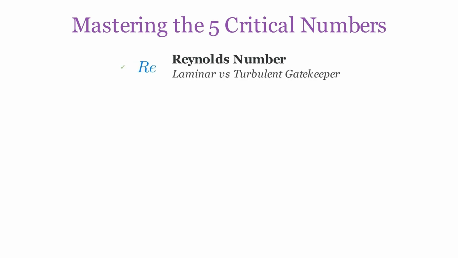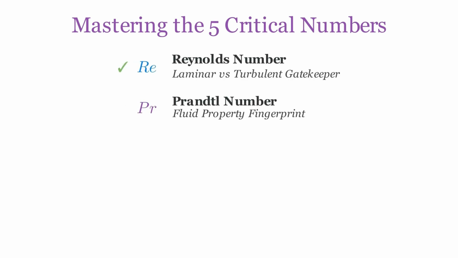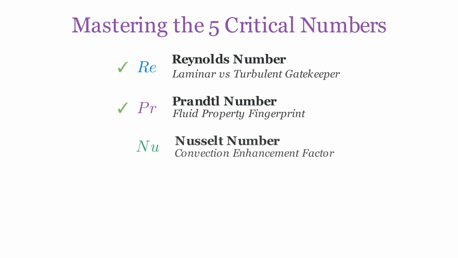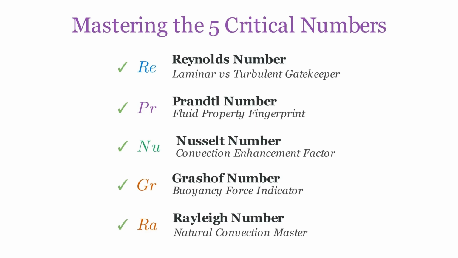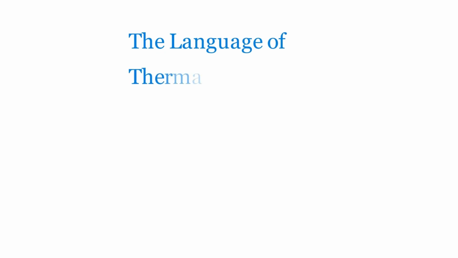And there you have it. From the basics of natural and forced convection to mastering 5 critical dimensionless numbers. Reynolds number, the gatekeeper between laminar and turbulent flow. Prandtl number, the fluid property fingerprint. Nusselt number, the convection enhancement factor. Grashof number, the buoyancy force indicator. Rayleigh number, the natural convection master parameter.